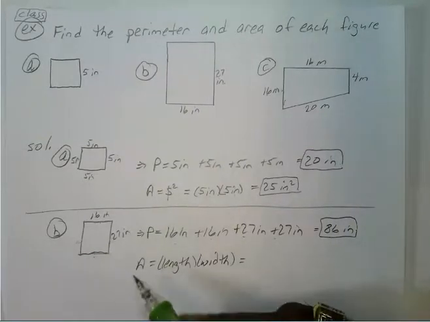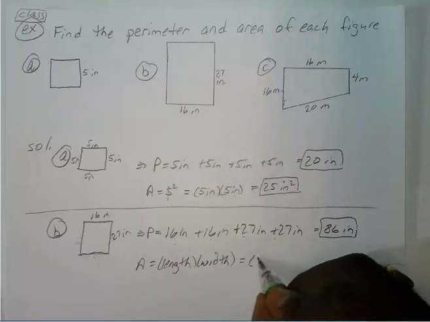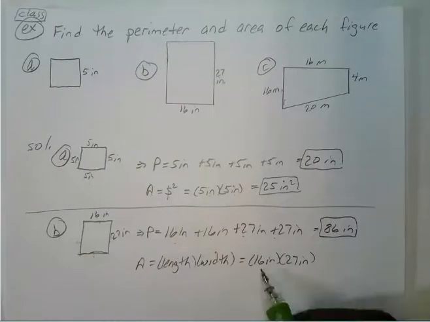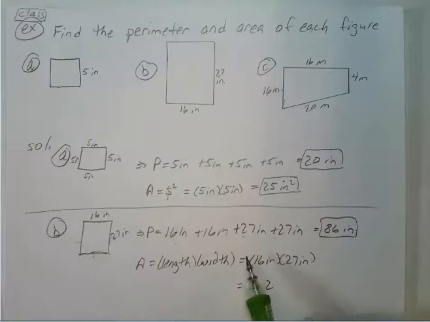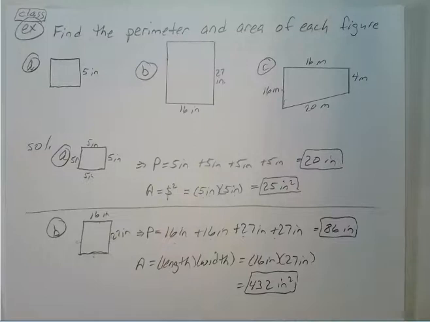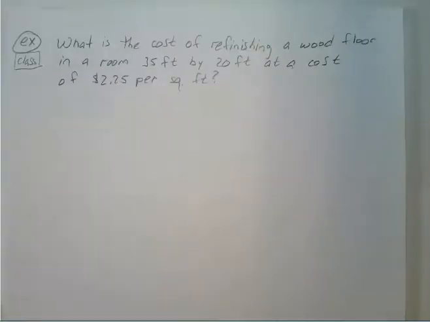Okay, so that's going to equal, it doesn't matter which one you make, the length or the width, you'll get the same answer. So that will be 16 inches times 27 inches. 16 times 27 is 432, and inch times inch is square inches. Okay, so it's not too bad. If you're still writing this, feel free to press pause, but we're going to go ahead and move on to our next example.